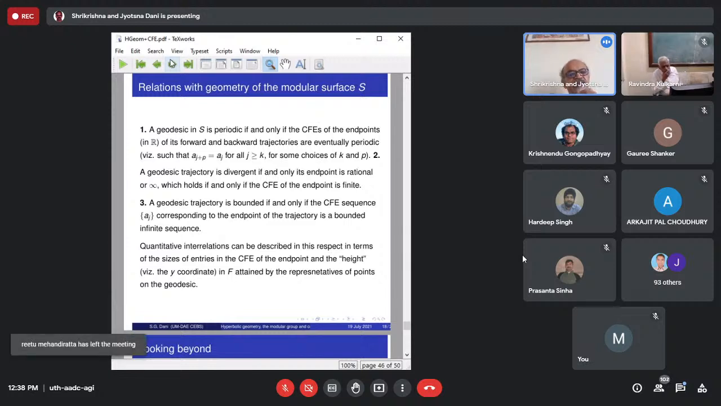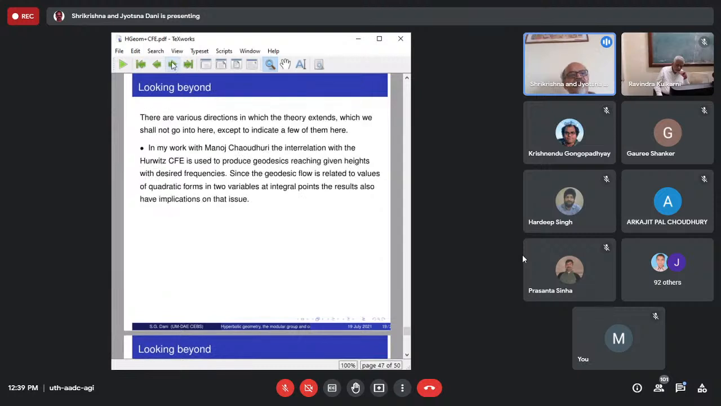These are some of the very early results at the beginning of the theory. Now there are various extensions and ramifications, which I'll tell you about briefly. Here I have said that the bound on the a_j is precisely related to the bound of the geodesic in some precise ways which are not brought in here. So what are some of the later directions? There are various directions in which the theory extends, which we shall not go into here except to indicate a few of them.